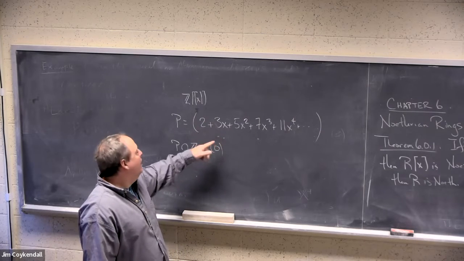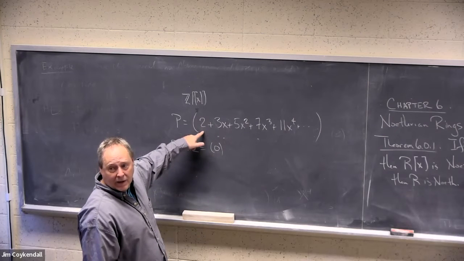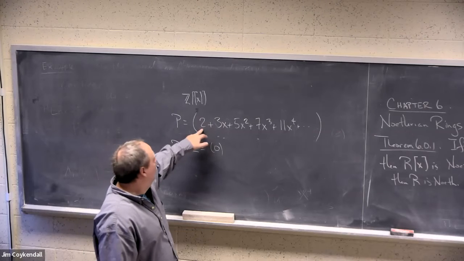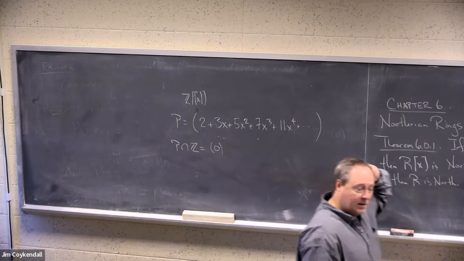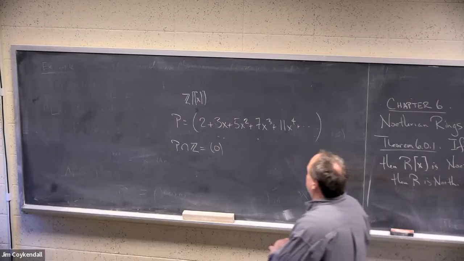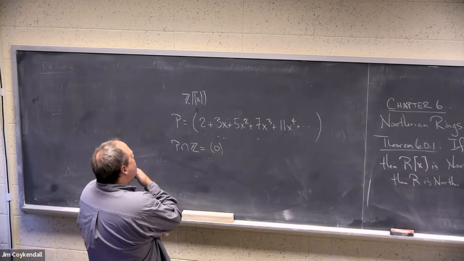And let me say it's either 0 or it's contained in the ideal generated by 2, right? Because what's the constant term in here? Well, the constant term is 2, right? So any constant term that's in there has to be a multiple of 2, right? Actually, it might be a little more subtle.